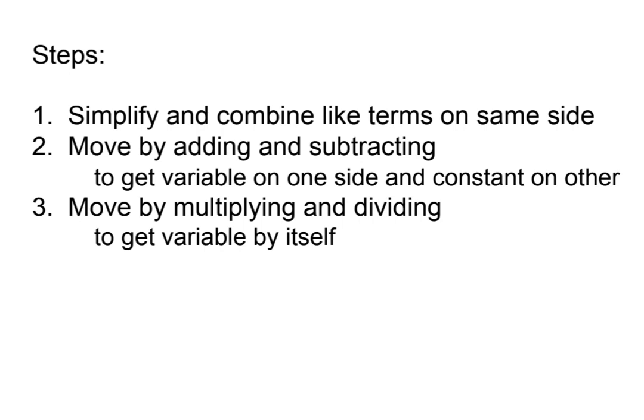The first way that you move is always with adding and subtracting, because remember we're going backwards from order of operations, so we would go in reverse. And once you've done all the adding and subtracting to move things around, again, the goal is to get the variable on one side and things without a variable, or the constant, on the other. And then we're going to multiply or divide to get the variable by itself if we need to. Let's look at some examples.